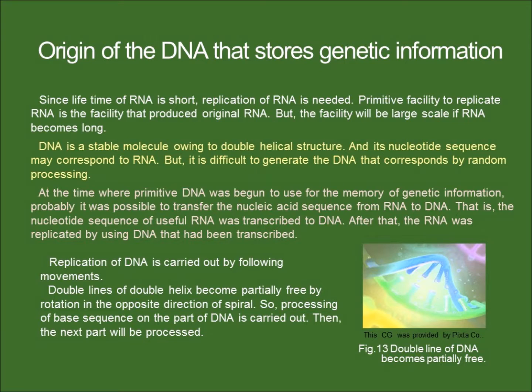Replication of deoxyribonucleic acid is carried out by the following movements. Double lines of the double helix become partially free by rotation in the opposite direction of the spiral. So, processing of base sequence on that part of the deoxyribonucleic acid is carried out. Then, the next part will be processed.